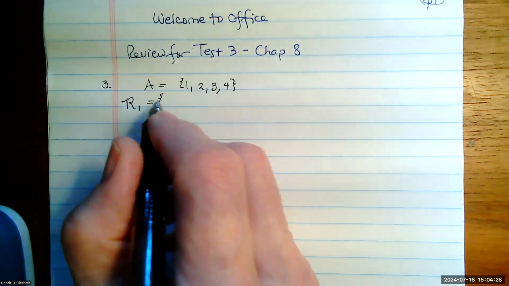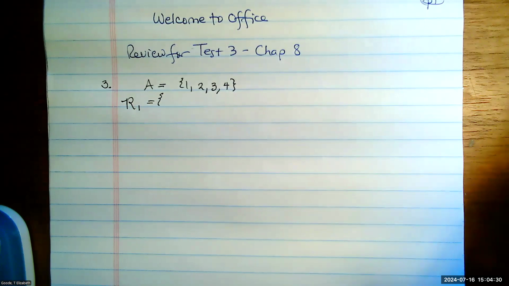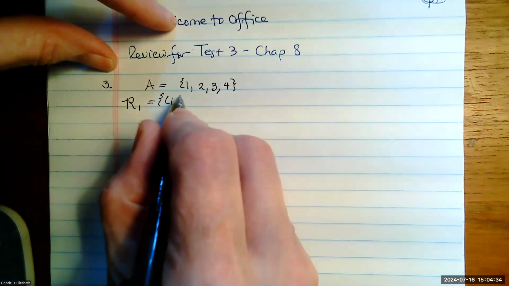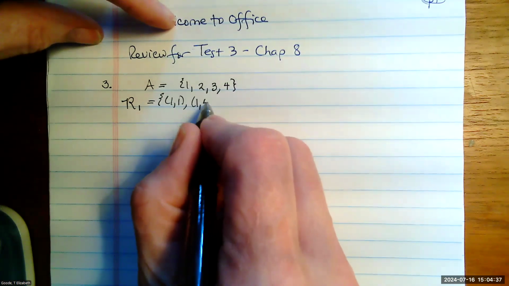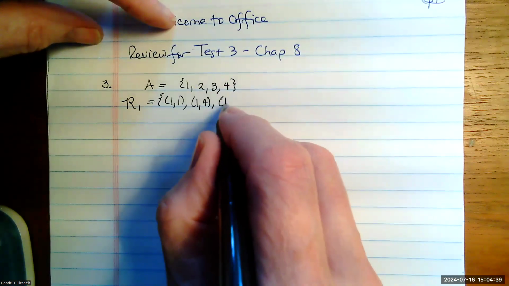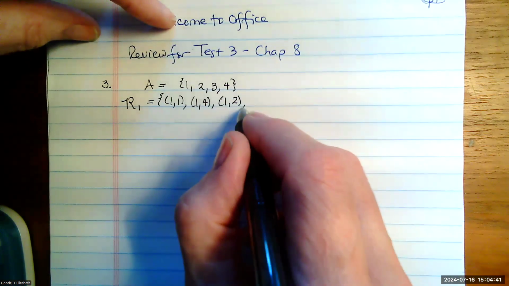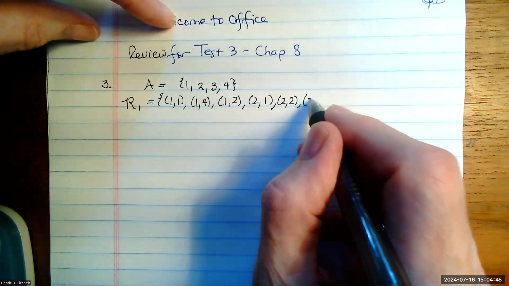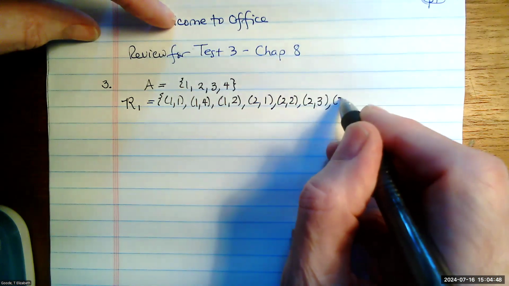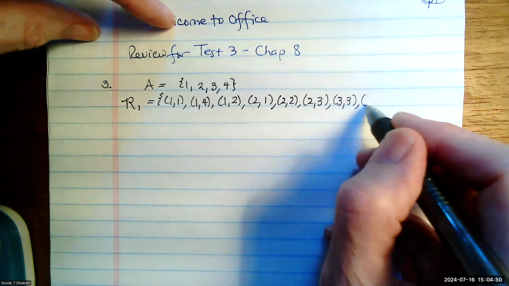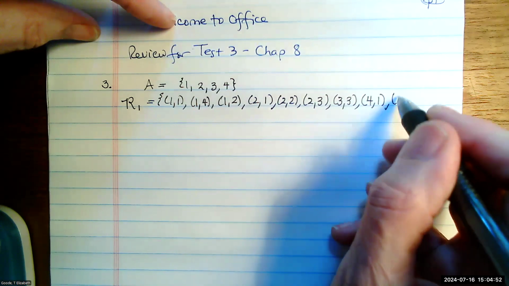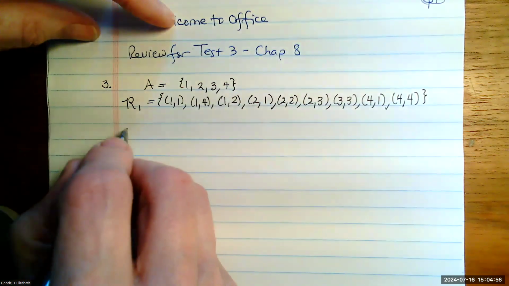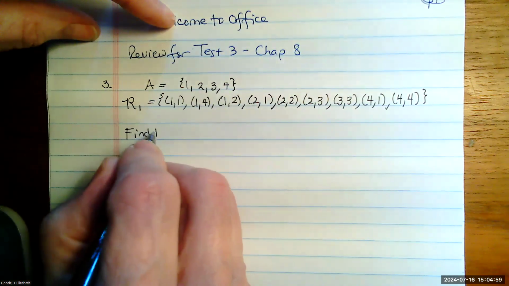Will you read the ordered pairs for me? 1, 1; 1, 4; 1, 2; 2, 1; 2, 2; 2, 3; 3, 3; 4, 1; and then 4, 4. So let's find the transitive closure.